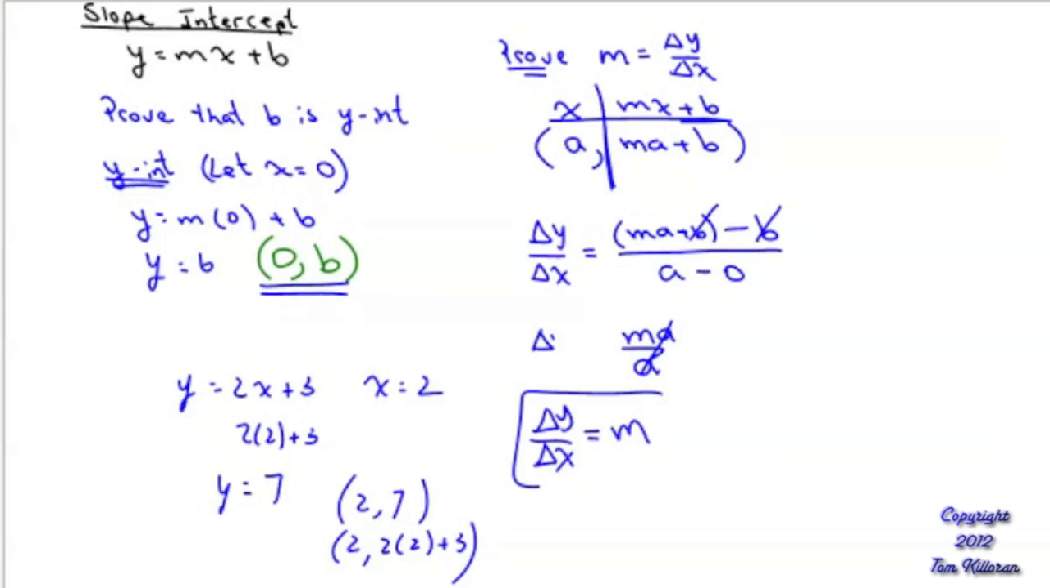No, this is just saying, okay, now B is the y-intercept, I can use it that way. The m is the slope, now I can use it that way.